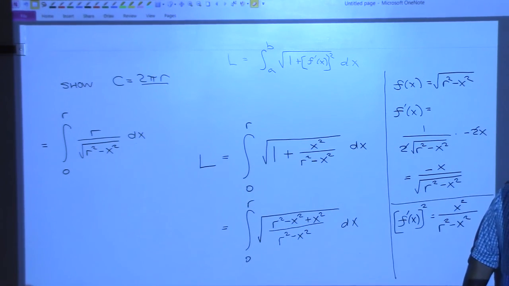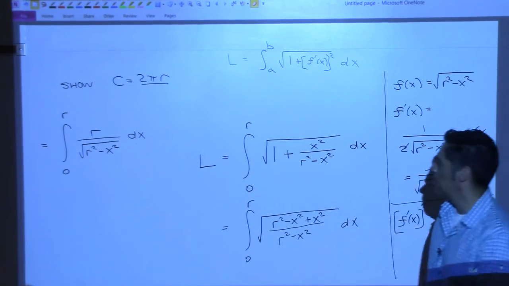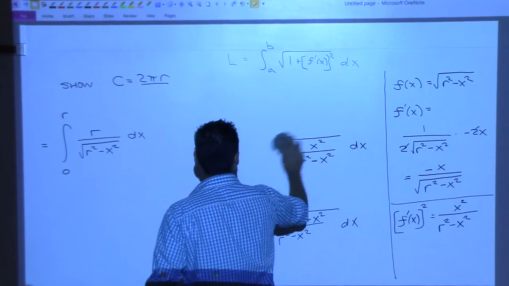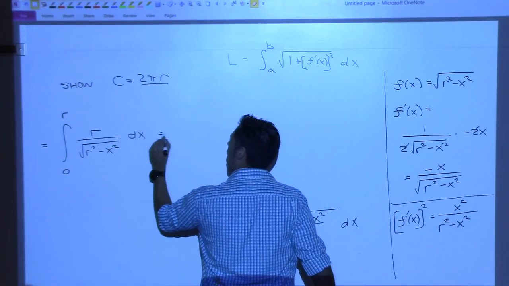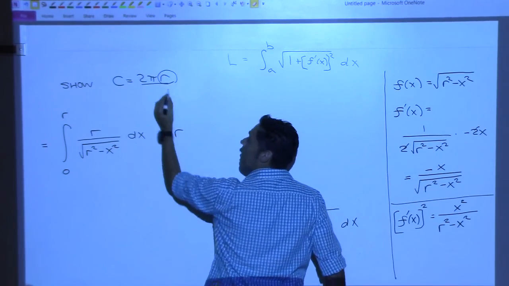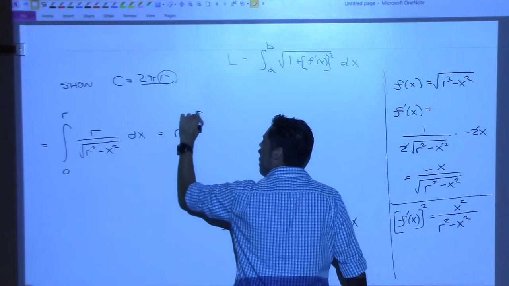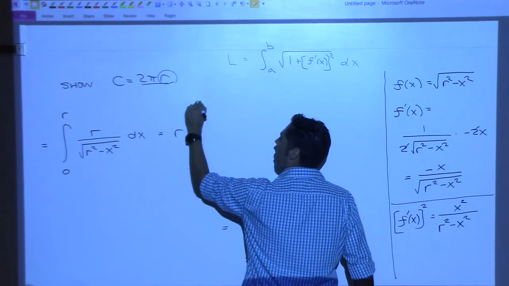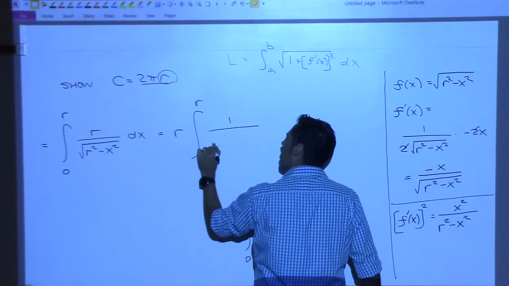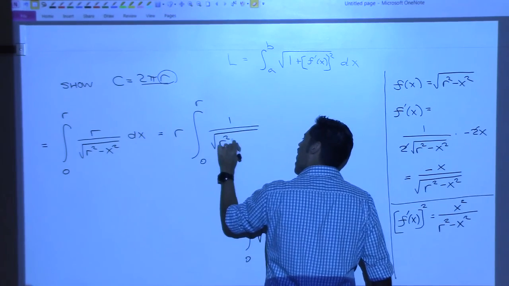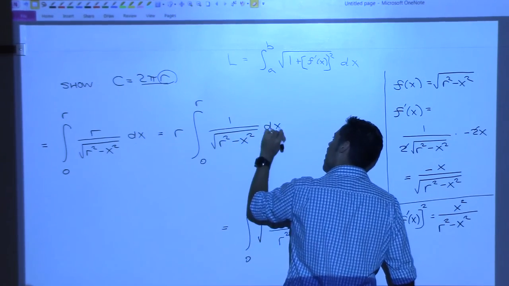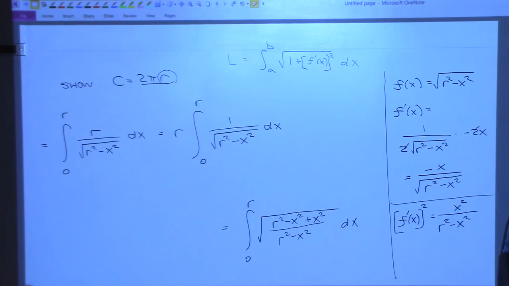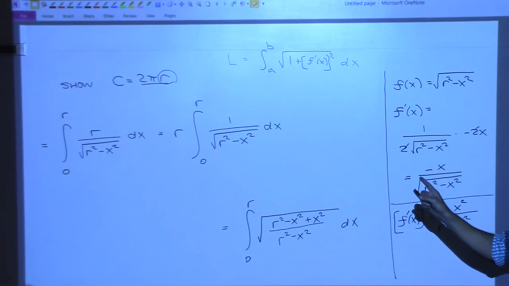What about that r on top? It's a constant. It can come out, can't it? So this is going to be r. Hey, look, I have an r in my answer too, so I'm pretty happy about that. Okay, r here, 0 to r, and then I have 1 over the square root of r squared minus x squared dx. And that, yes, would be trig sub. However, we actually have a formula for this one.